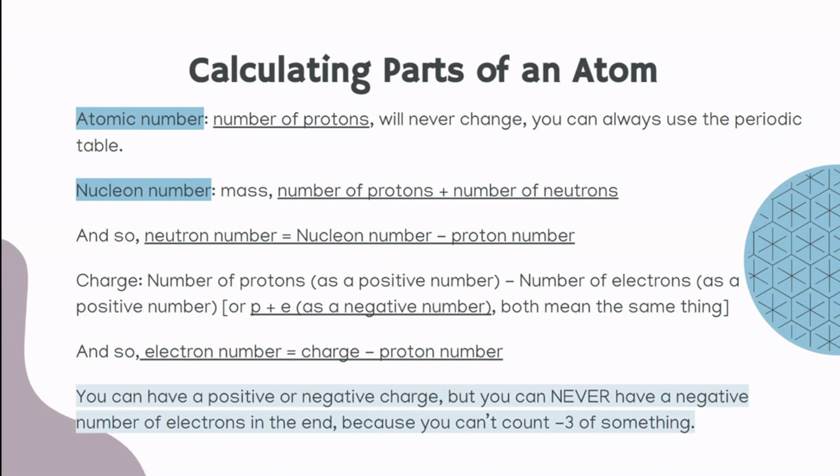The charge would be protons plus electrons, where electrons are a negative number, or you do protons minus electrons, where electrons is a positive number. Either way is going to work. Just remember that your protons are positive, your electrons are negative, and you need to consider that in general. And so the electron number is going to be the proton number minus the charge, in case you need to work back in any kind of way.